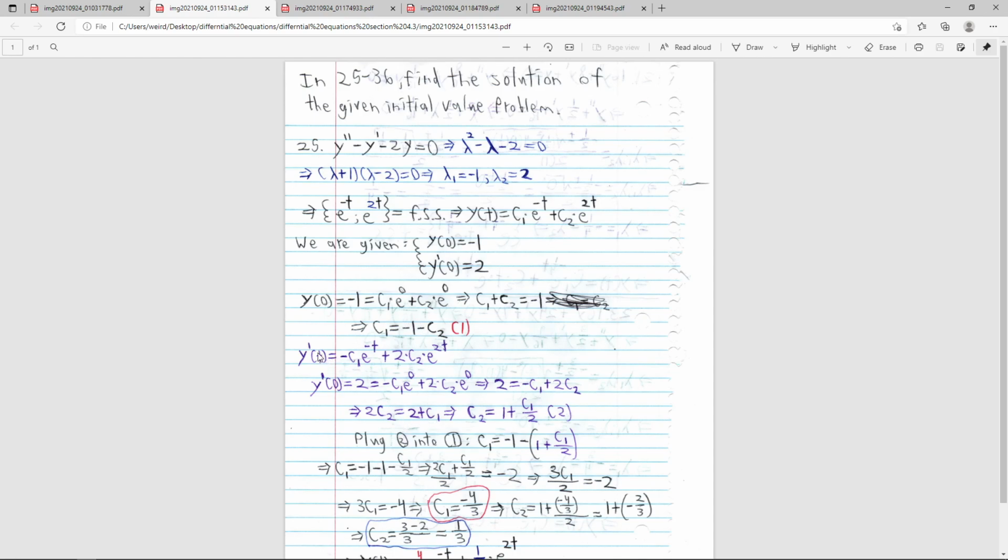So y prime at t, we have to take the derivative of what we found to be y at t, and then we use the initial condition for that. You drop down negative 1 from here, because the derivative of negative t is negative 1. So negative c1 times e to the negative t plus 2 times c2 times e to the 2t, because we drop down the 2 for that.